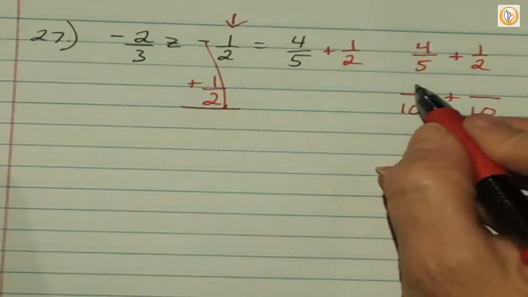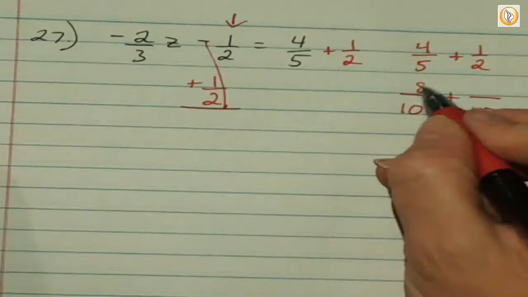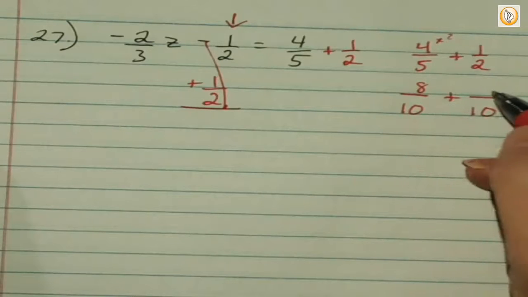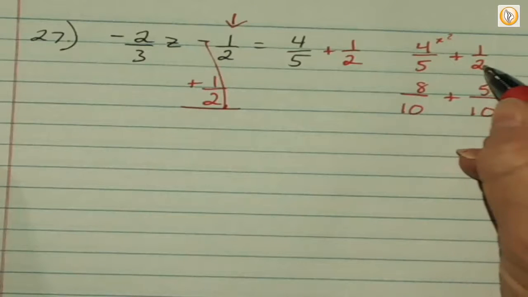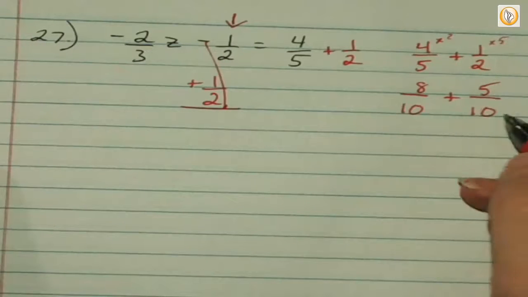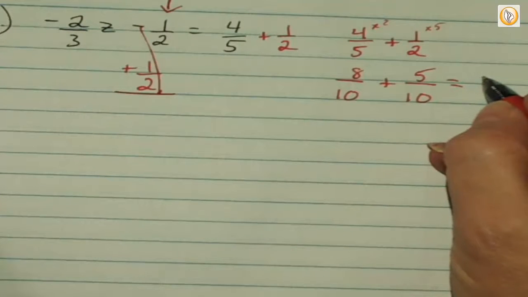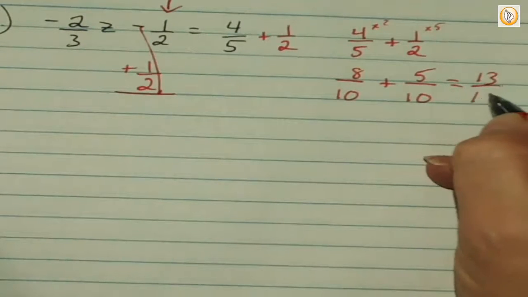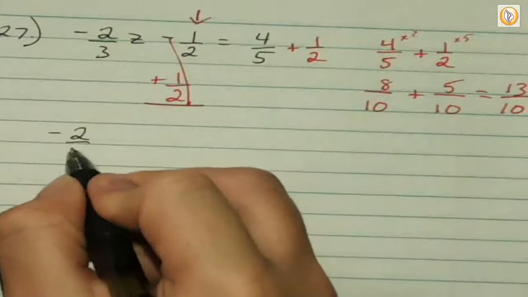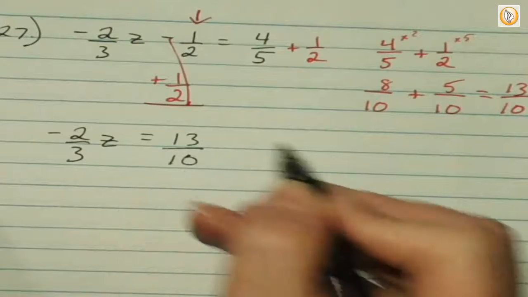So then what would the new numerator be here? 8. 8, because 5 goes into 10 2 times, so 2 times 4 is 8. And then this would be 5, because 2 goes into 10 5 times, so 5 times 1 is 5. And you get what? 13 over 10. So then I have negative 2 over 3z equals 13 over 10.